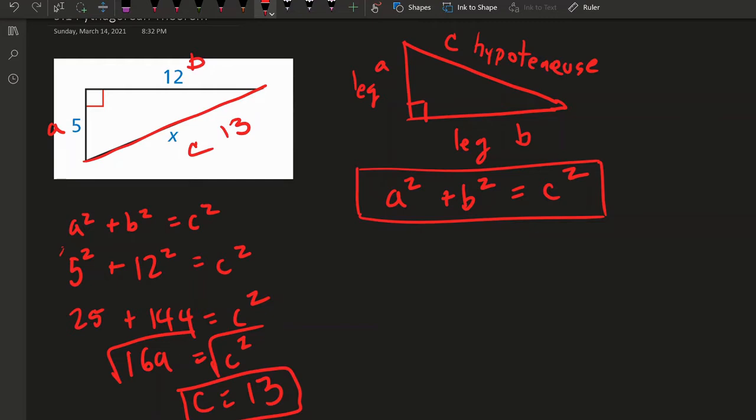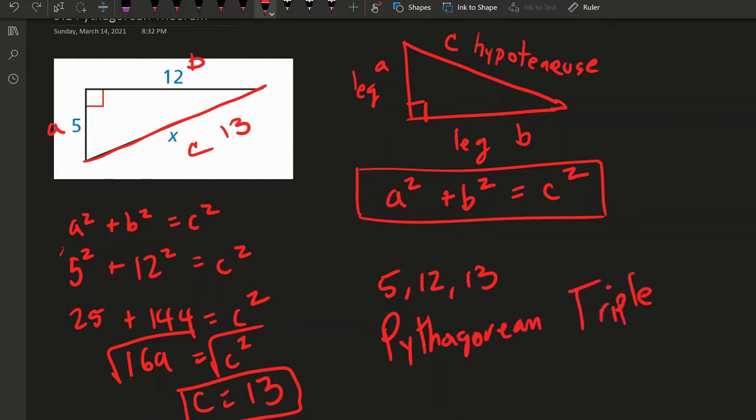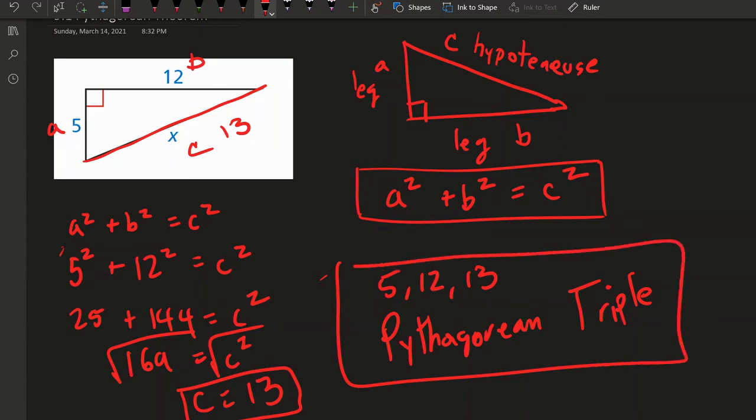Now this is really nice because all three numbers are integers, and since all three of these numbers are integers, we would call 5, 12, 13 a Pythagorean triple. Anytime we do the Pythagorean theorem and we get three whole numbers, that is called a Pythagorean triple.